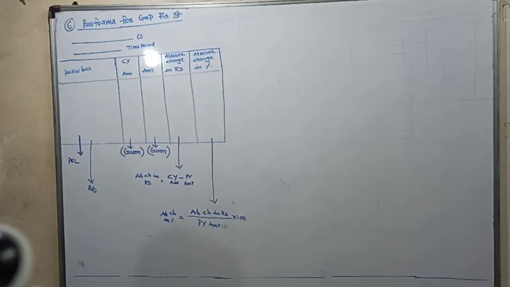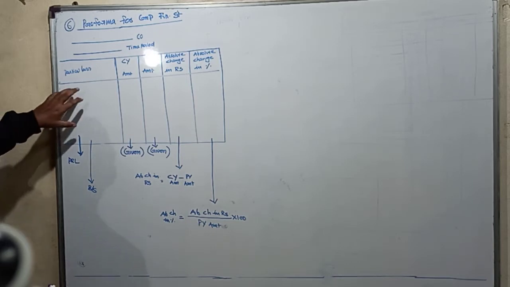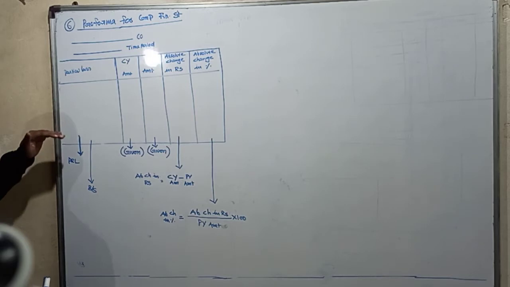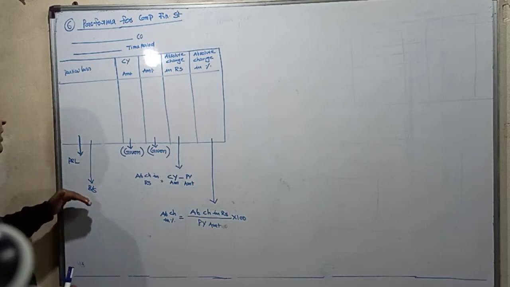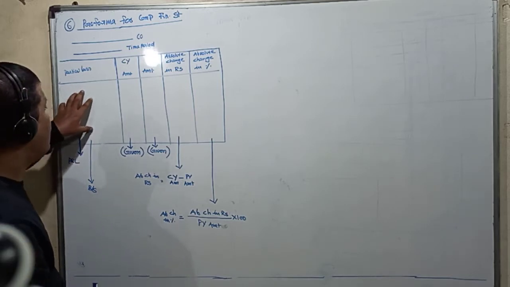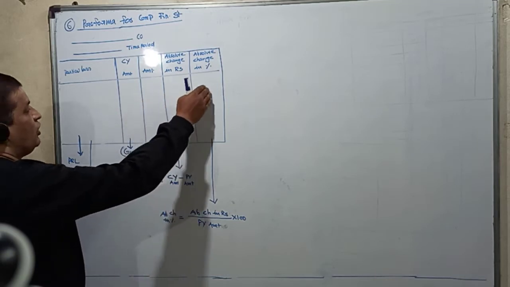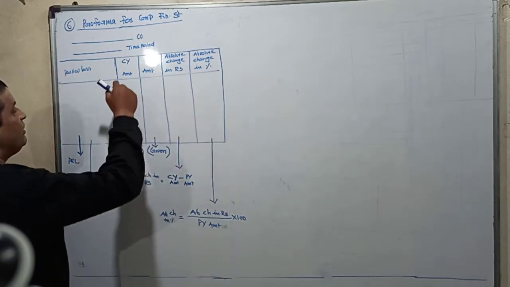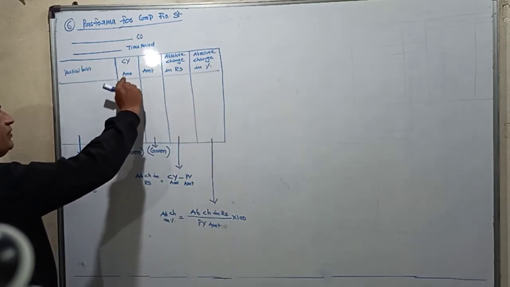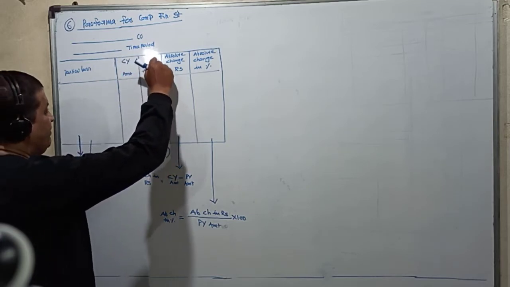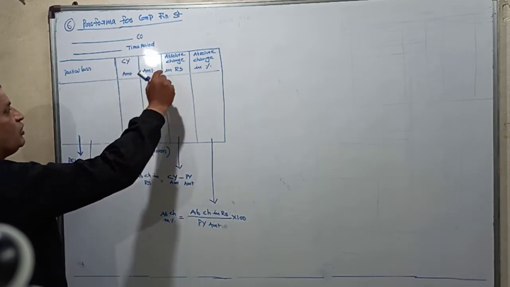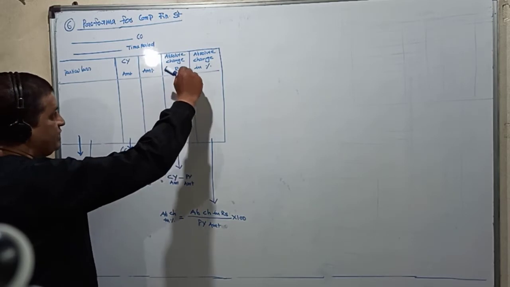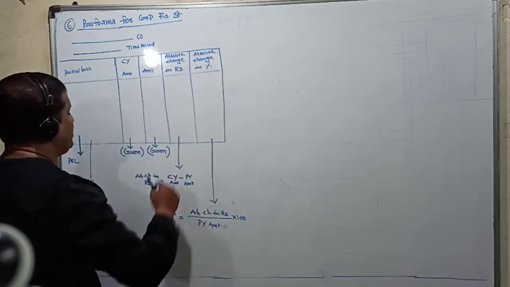So we are looking at the pro forma of a comparative financial statement. We said in the particulars column, you take either the pro forma of a profit and loss account or the balance sheet. And this particulars column is followed by 4 amount columns. The first column is the current year amount. The second column is previous year amount. The next amount column is absolute change in rupees. Next is absolute change in percentage.